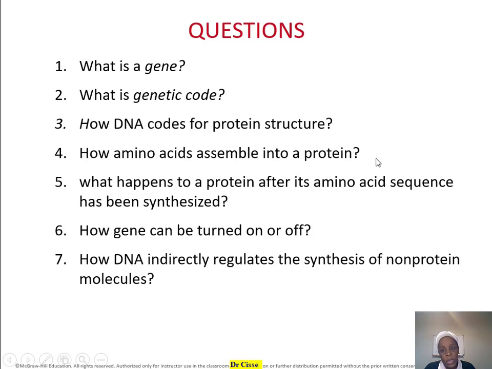How do amino acids assemble into protein? Inside the ribosome. What happens to a protein after its amino acid sequence has been synthesized? It has to be reorganized, restructured, right? And how can a gene be turned on and off depending on the stimulus on the receptor inside the cell? And how does DNA indirectly regulate the synthesis of non-protein molecules? For example, if you make testosterone, it is because the enzymes that make those things are actually coded by the gene, even though the molecules themselves are not coded by a specific gene. All right. Thank you for watching, and I'll see you in class.